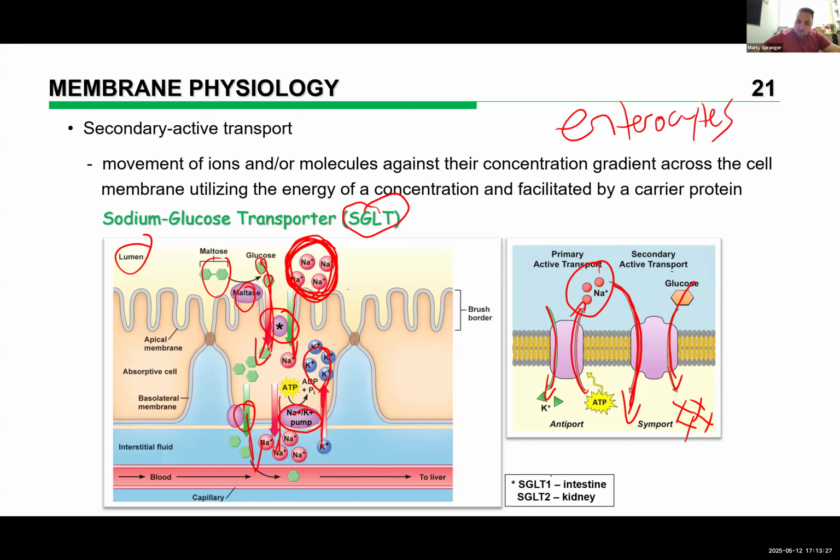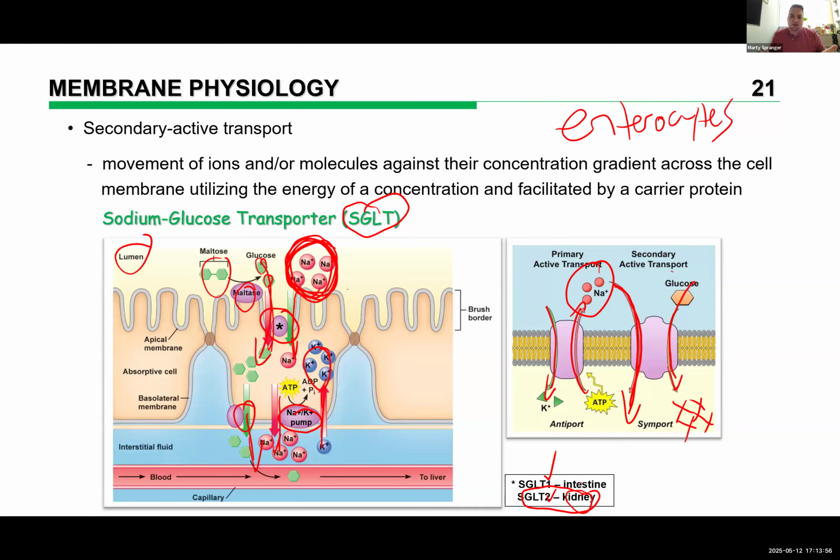So where do we find SGLT1s? We find them in the small intestine. This is an SGLT1. Where do we find SGLT2s? We find them in the kidney. So you might say to yourself, what do you mean SGLT2 in the kidney? I just said earlier that if you eat 2 large pizzas, you probably would spill some glucose into your urine. And the reason for that is you would overcome these. You only have so many SGLT2s to allow you to reabsorb glucose by secondary active transport.